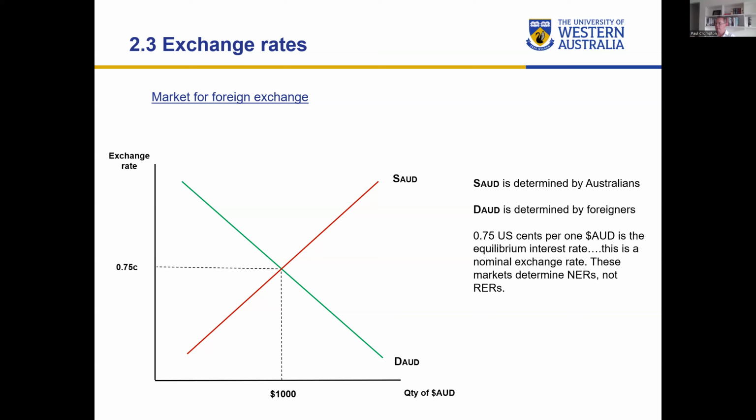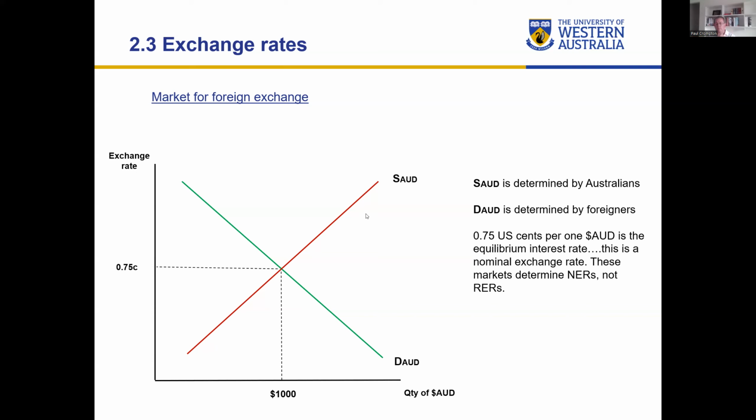Therefore, Australian university education is cheaper, Australian tourism is cheaper, everything, Australian bonds and shares and real estate, all cheaper. So that justifies why the demand curve slopes downwards. As the Australian dollar becomes cheaper for foreigners to buy, that is, as the Australian dollar depreciates, foreigners demand more of it.